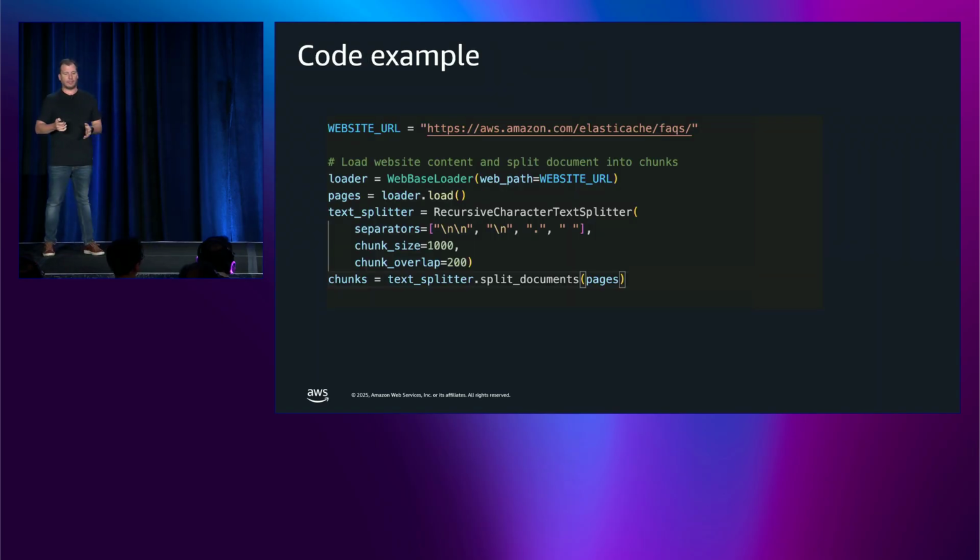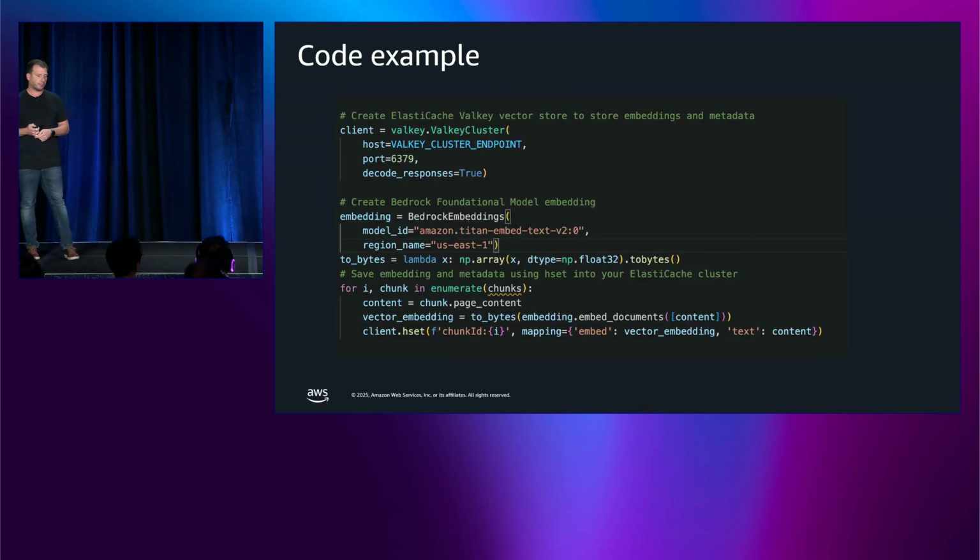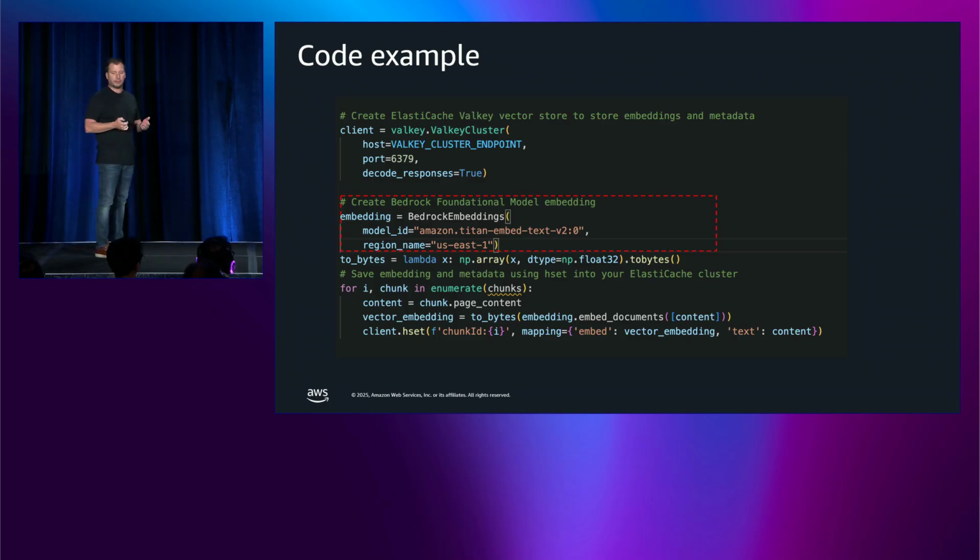In the code that I'm going to show you, we populate the vector store with the text data that builds the foundation of the semantic search. First, we load the text data and split it into chunks, and for that we're going to use the LangChain library. Next, we convert the chunks into embeddings using the embedding model, and we are using Titan to produce the embedded vectors.